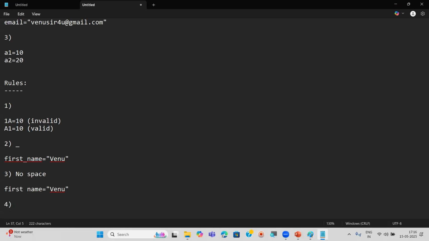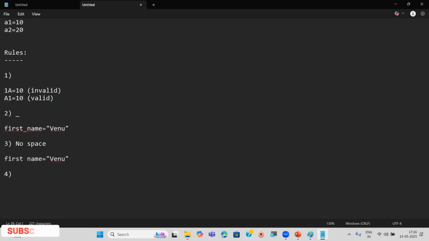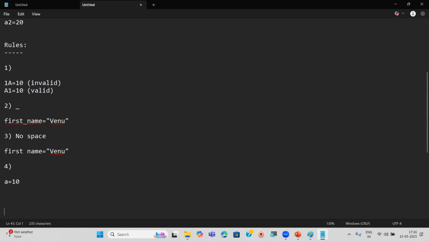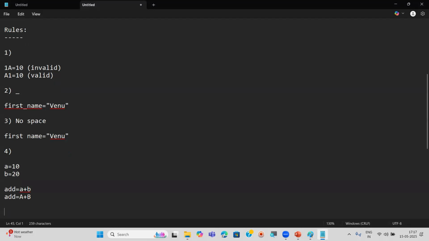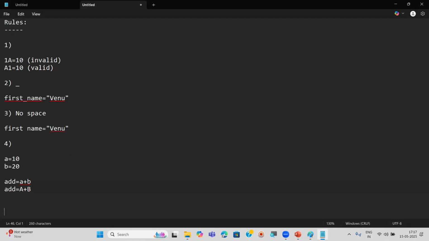Next, the variable name is case sensitive. Case sensitive means uppercase letters and lowercase letters are different. Suppose you are storing values into variables like this: a equal to 10, b equal to 20. Whenever you want to do any operation on these a and b values, you can use lowercase a and b only, but don't use capital A and B or uppercase letters. Suppose add equal to a plus b. Is it valid? Yes, valid. But if you try to do capital A plus B like this, is it valid? Invalid. The second formula is invalid.